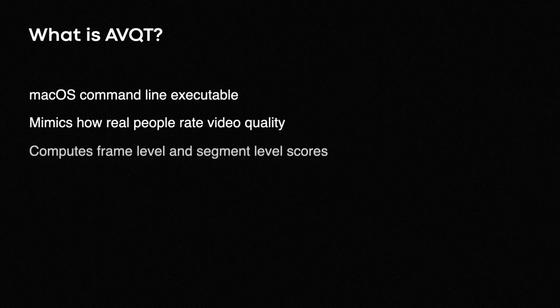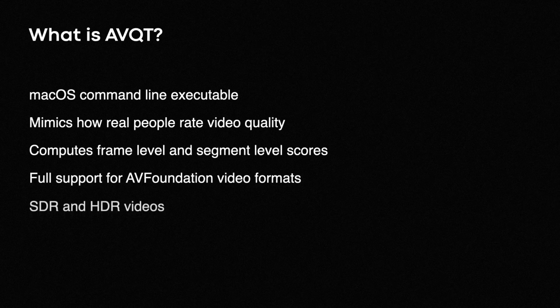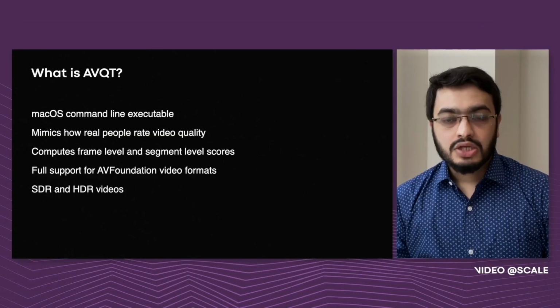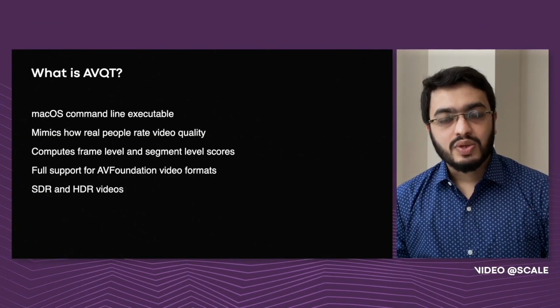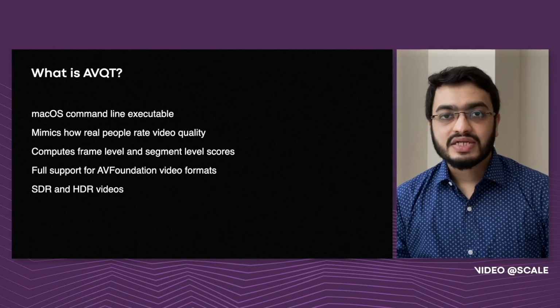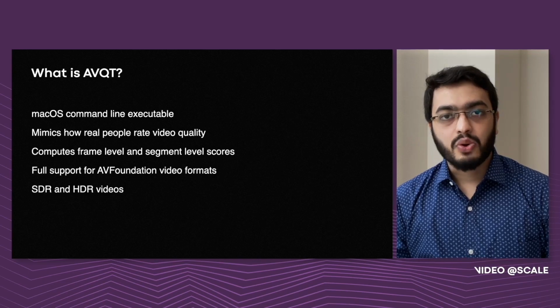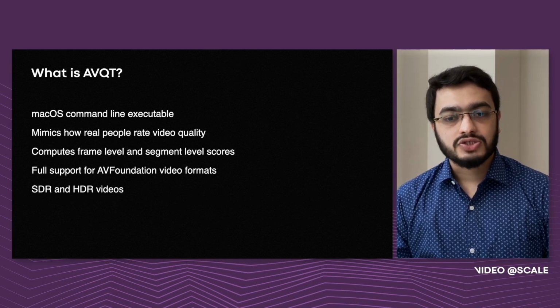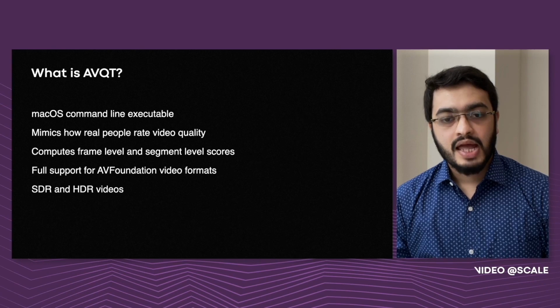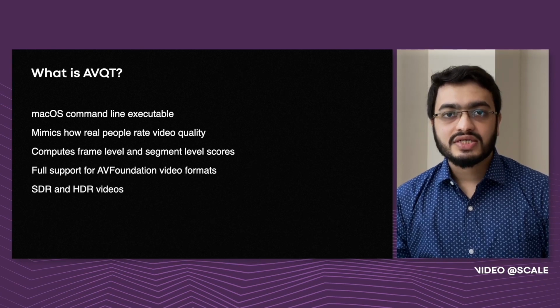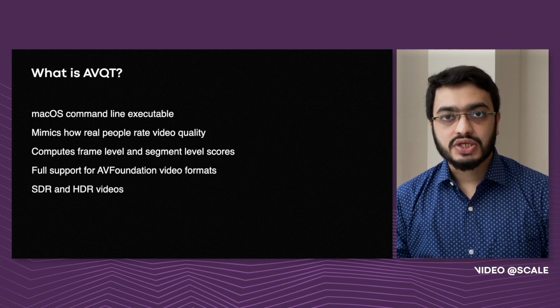So what exactly is AVQT? Well, AVQT comes as a macOS command line executable, and it attempts to mimic how real people rate the quality of compressed videos. You can use AVQT to compute both frame level as well as segment level scores, where a segment is typically a few seconds long. And of course, we have added support for all AVFoundation video formats in AVQT. This includes SDR as well as HDR video formats such as HDR10, HLG, and Dolby Vision.